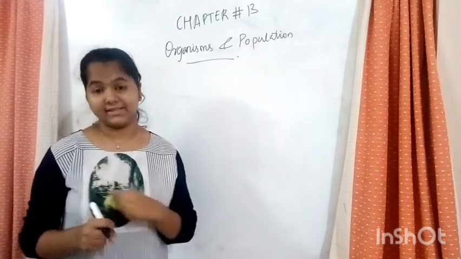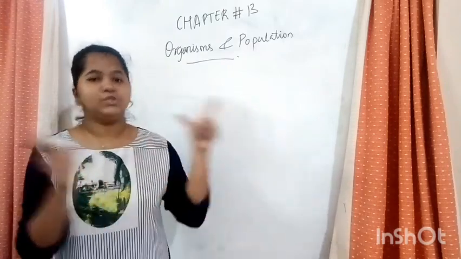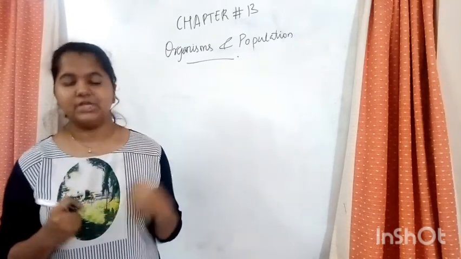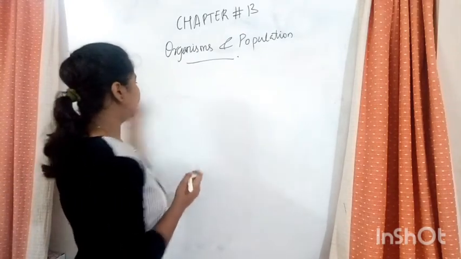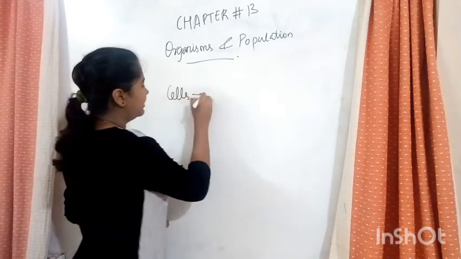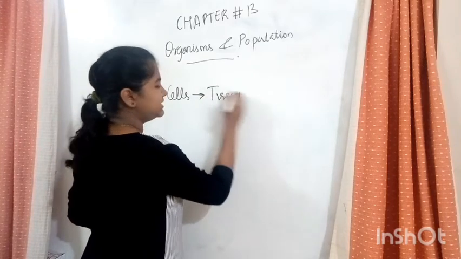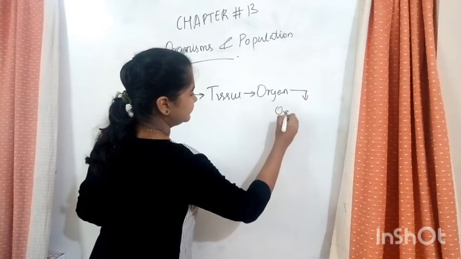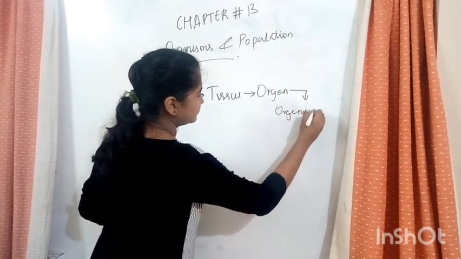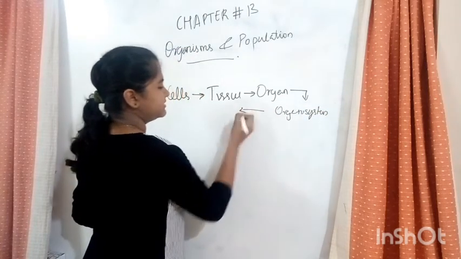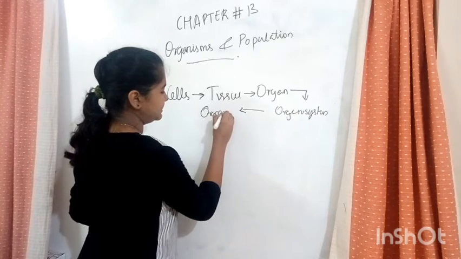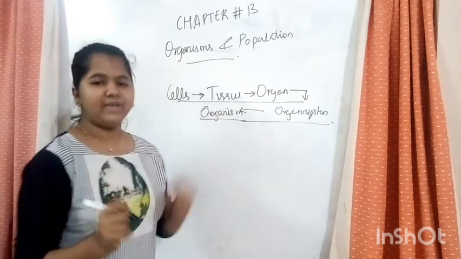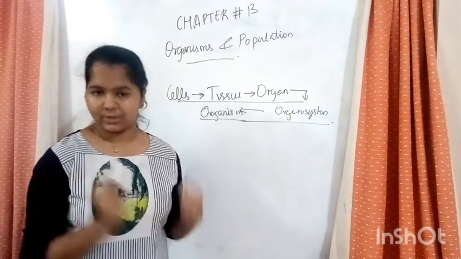Now, let's see the path. Before that, let's compare this path to what we learned in our own body structures. We learned that cells form tissues, tissues form organs, organs form organ system, organ system forms the organism. Isn't this the path? The same way we have a path for learning about ecology. So let's see what that is.